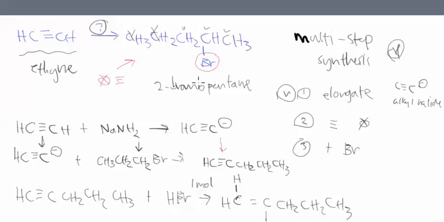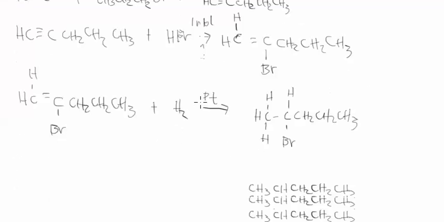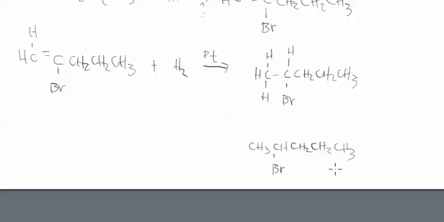Well, we called this 2-bromopentane. Let's just name this to see what we would end up with here. So longest carbon chain, 1, 2, 3, 4, 5, pentane, and then on the second carbon, a bromo group. So it actually is the same structure.